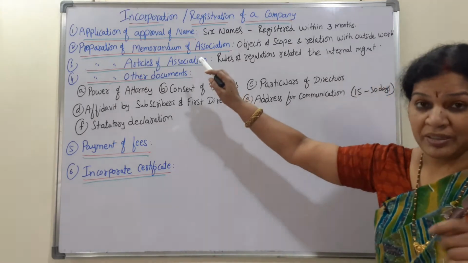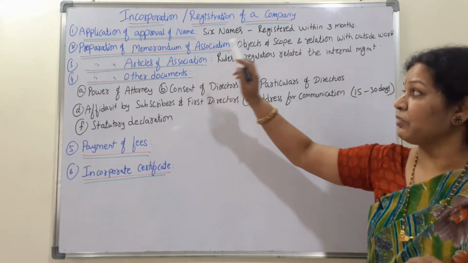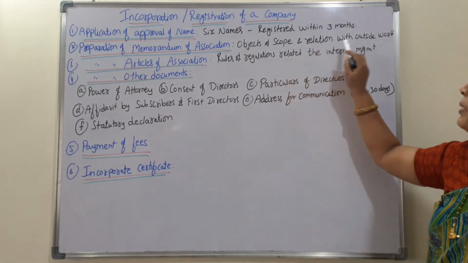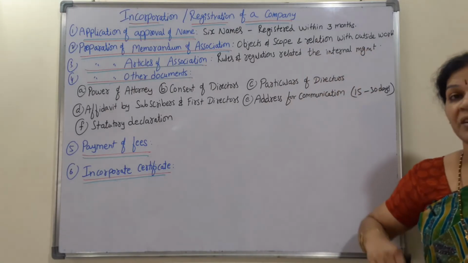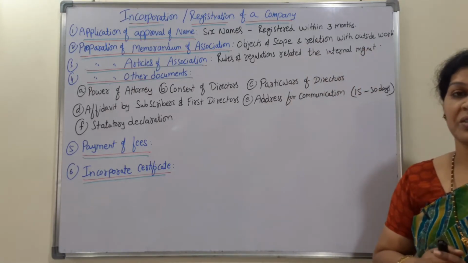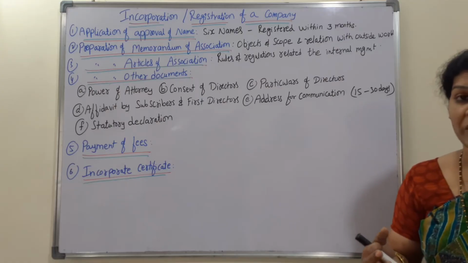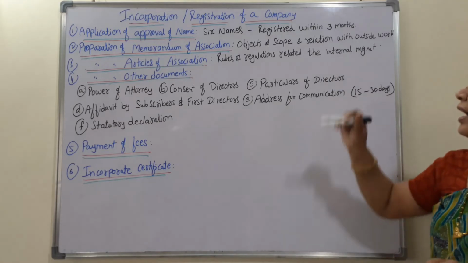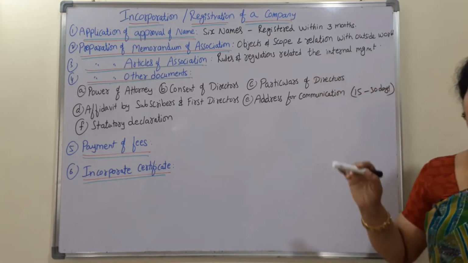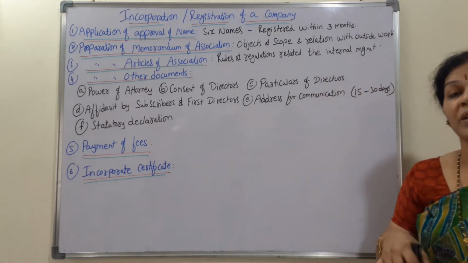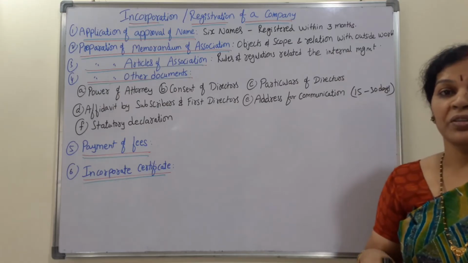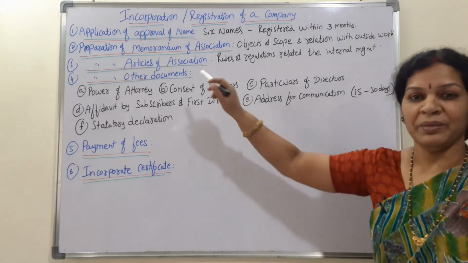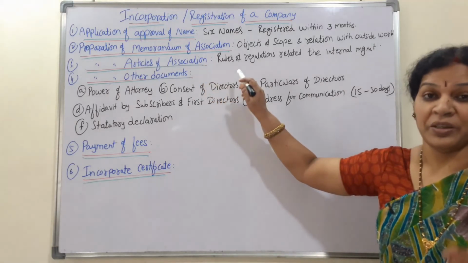So anyway, remember, the second thing is that you have to prepare the Memorandum of Association. This is going to talk about the objects, scope and relation with the outside world. What is the object? What is the scope of the organization? Why they have started? Everything, the main important details, and the relation with the outside world. Who are the outsiders? How they are going to be involved in the organization? All this is going to be explained in detail by the Memorandum of Association. Second one.